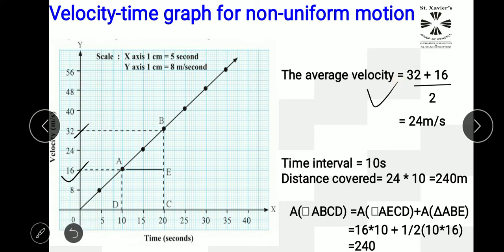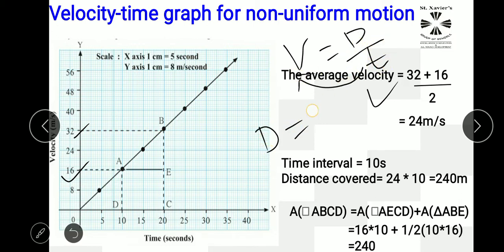Now we have to find distance, students. When we are searching for distance, we will use the formula: velocity is equal to distance upon time. In this formula, when you change the side of t, you get distance is equal to velocity into time. So here velocity we already have, 24 meter per second. We took the average velocity, but what is time? When you see this graph, time taken is 10 seconds, students.